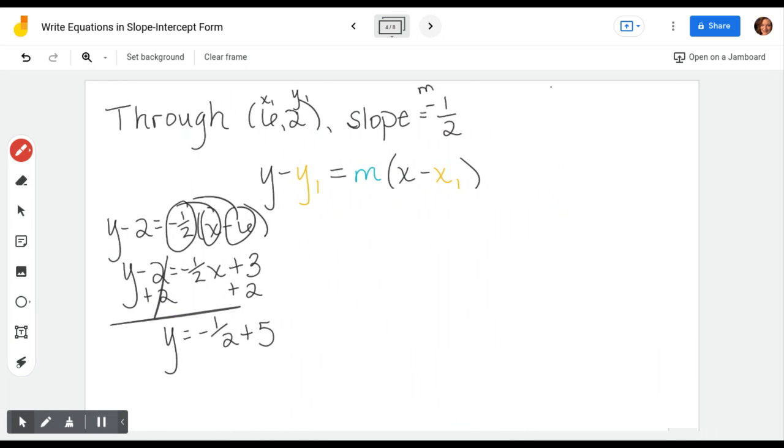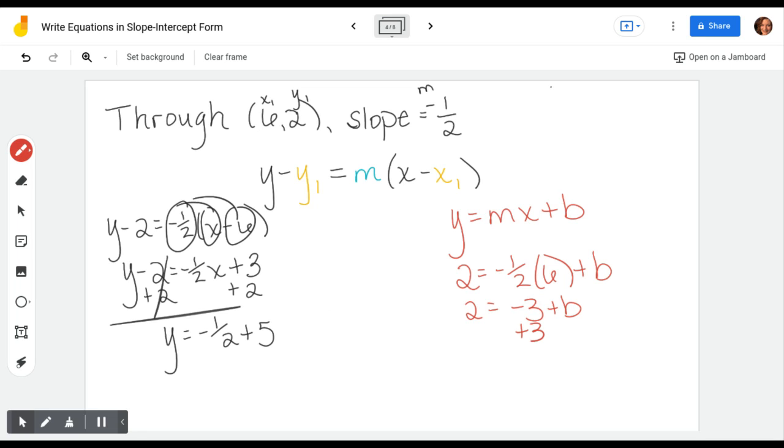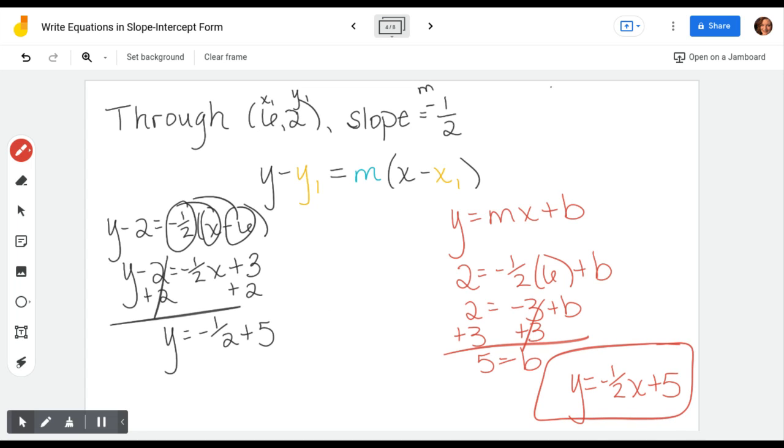Let's do the next one. So y equals mx plus b. Instead of y, I'm going to put 2, the y coordinate, equals -1/2 times 6, and then plus b. So that becomes 2 equals -3 plus b. To get rid of that -3, I need to add it back in. So I find out b is 5. So my equation is y equals -1/2 x plus 5. Again, same exact thing. It's just a different approach to getting it.